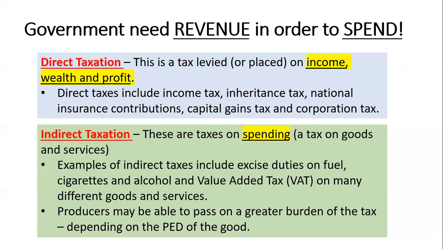If you were to put VAT on a bottle of wine, VAT would be a set percentage of the value of that bottle of wine. Producers may be able to pass on a greater burden of tax depending on the PED of the good. Standard rule of thumb would be that if the good is more inelastic, the firm is able to pass on a greater burden of the tax onto the consumer. That basically means that the consumer pays the heavier price of the tax.